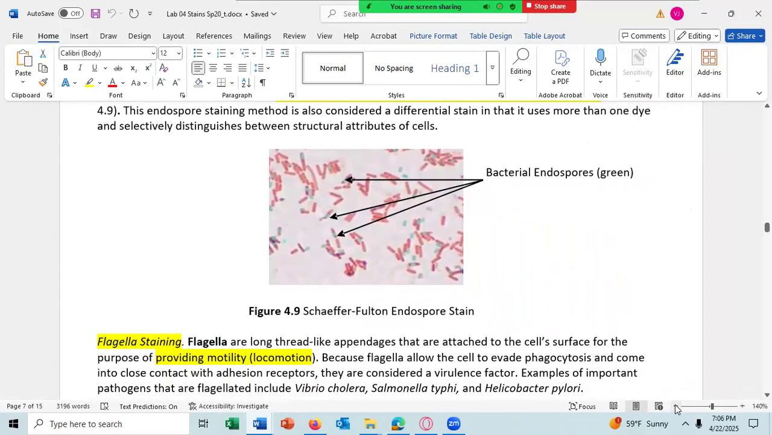Any question about the endospore staining? If not, let's talk about the flagella staining.